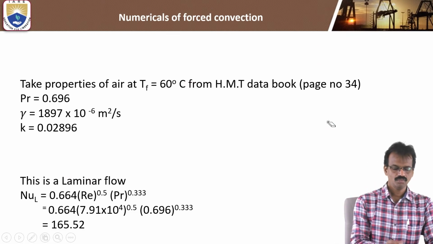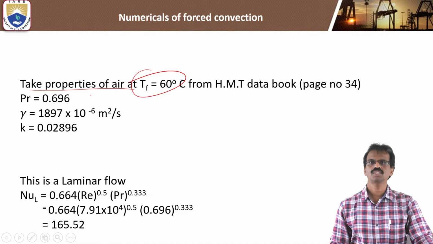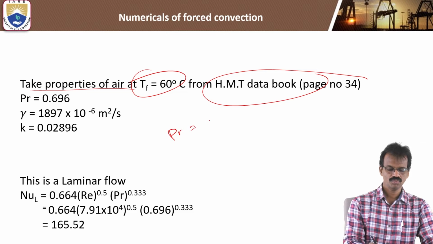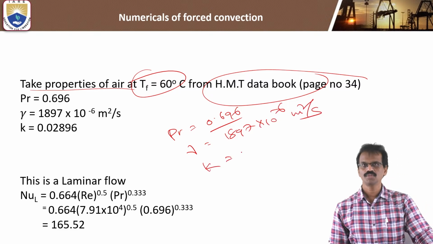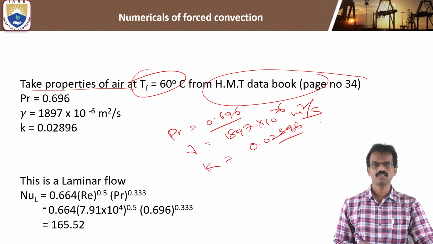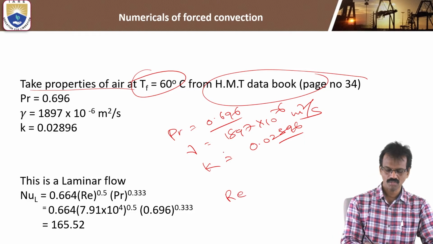So take the properties of air at T mean equal to 60 degrees Celsius from the data book. Then the Prandtl number is equal to 0.696, the kinematic viscosity is equal to 1897 into 10 to the power of minus 6 meter square per second, and the thermal conductivity of the fluid is equal to 0.02896.